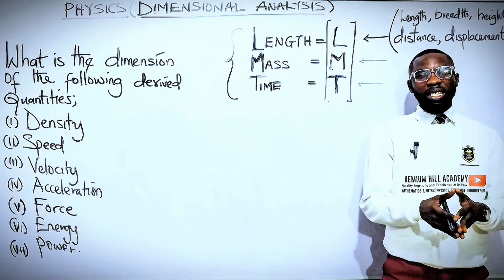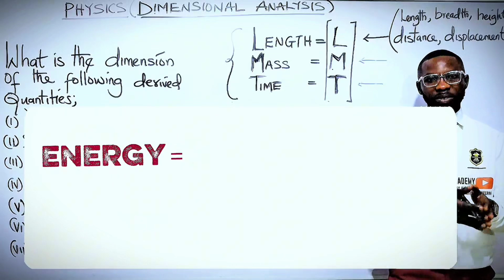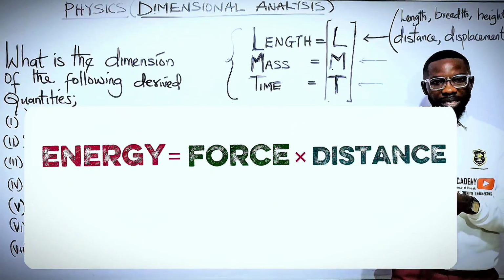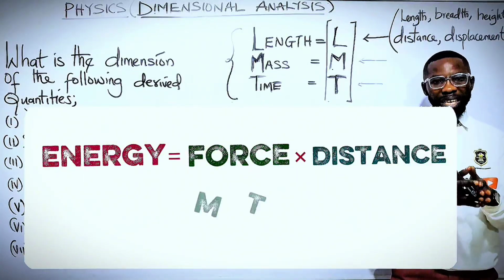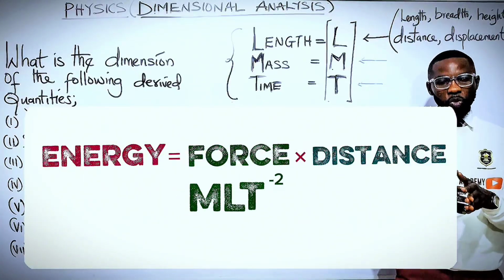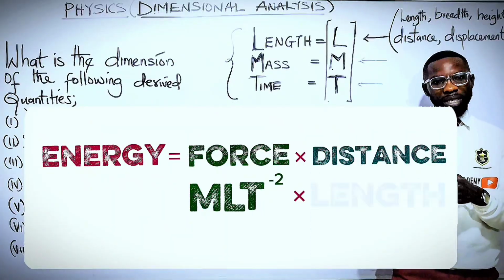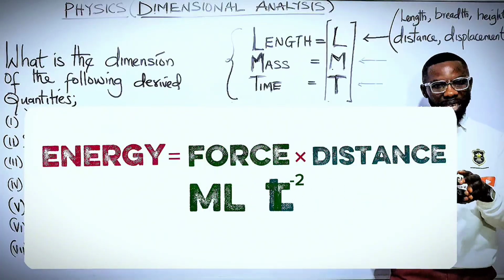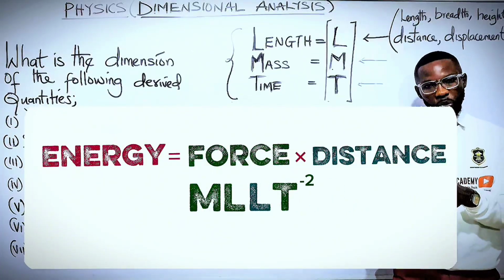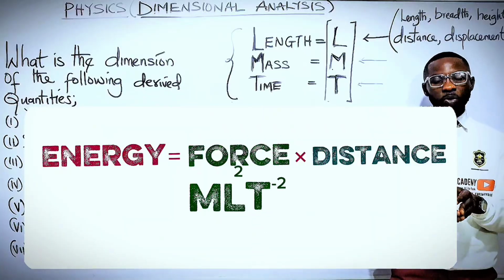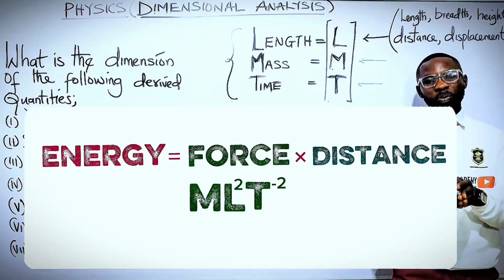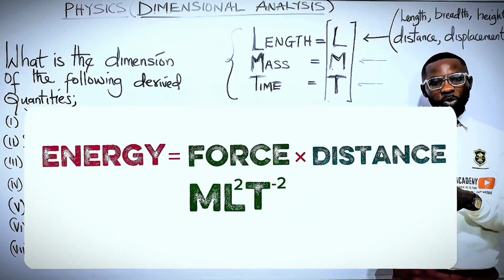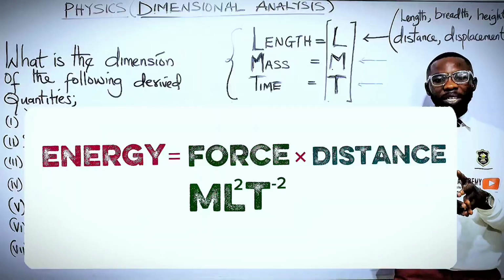Let's look at the dimension for energy. Now, the equation for energy is nothing more than force times distance. That's the formula for energy. And we have force as mLT raised to the power of minus 2 times the distance, which is the length, L. Expressing that further, we're going to have m times L times L times t raised to the power of minus 2. That gives us m times L raised to the power of 2 times t raised to the power of minus 2. Very simple. That's m L raised to the power of 2 times t raised to the power of minus 2.